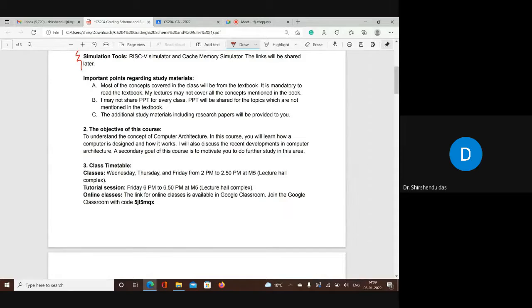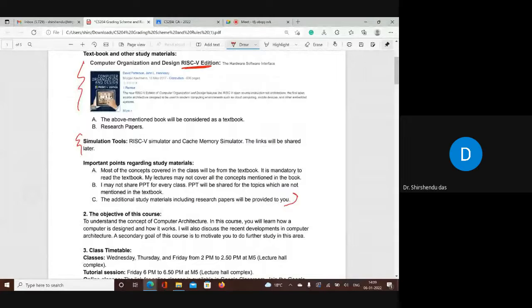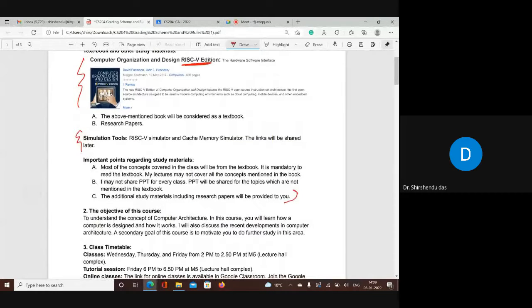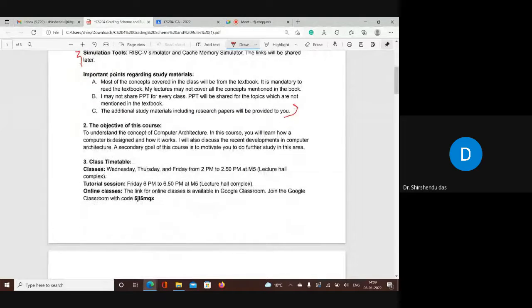for all those concepts I'll share the PPT. Additional study material, including research papers, will be provided to you, so you need not take any tension now about this additional study material. Initially you just start with the textbook. So today only you collect the textbook, because from tomorrow we'll start discussing from this textbook.